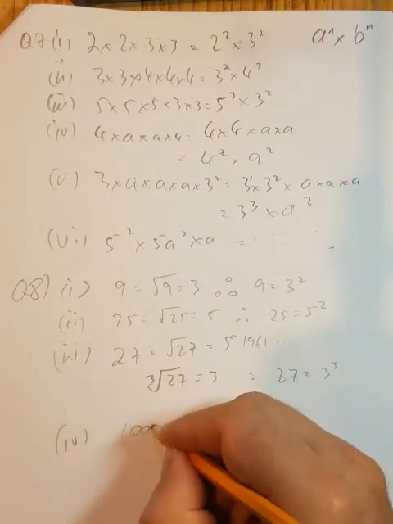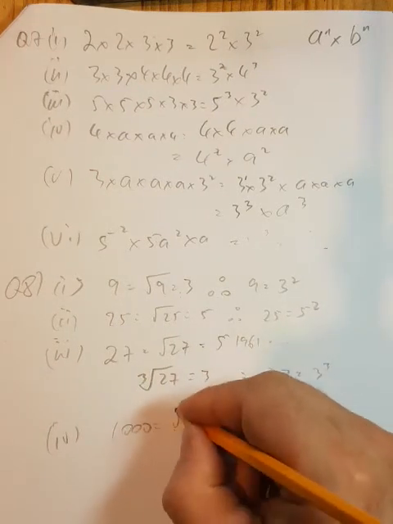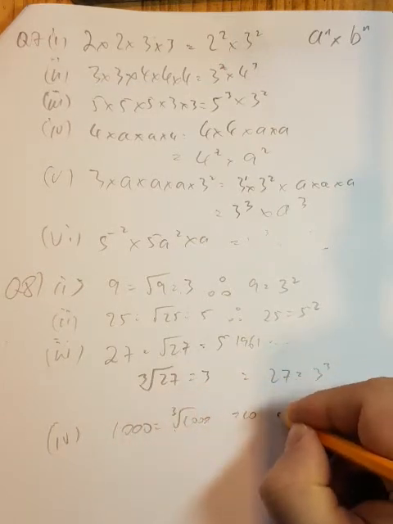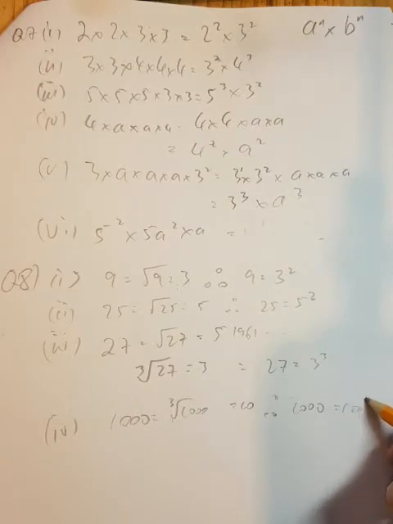Okay. Square root of 1,000, same thing. Not going to work. But cube root of 1,000 is 10. So therefore, 1,000 is equal to 10 cubed.